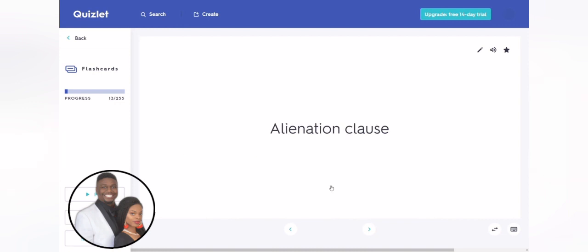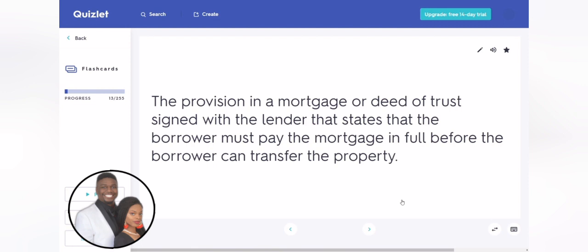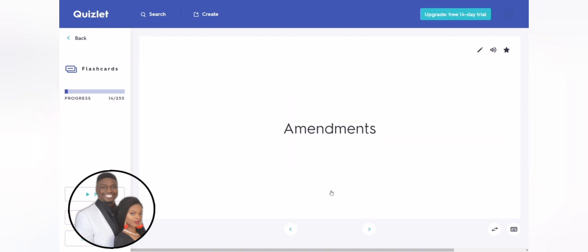Alienation clause. The provision in a mortgage or a deed of trust signed with the lender that states the borrower must pay the mortgage in full before the borrower can transfer the property. Amendments. Add-ons or fixes to contracts.